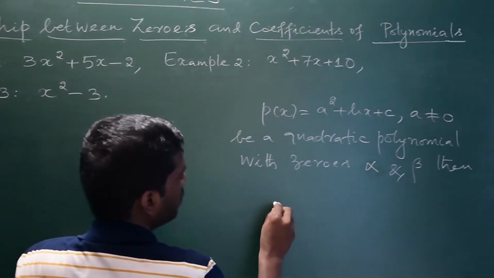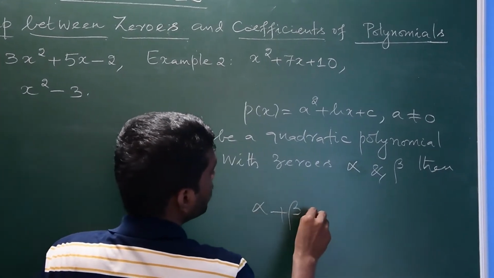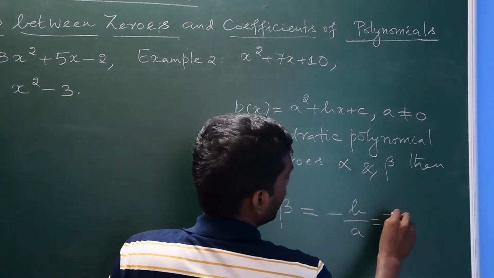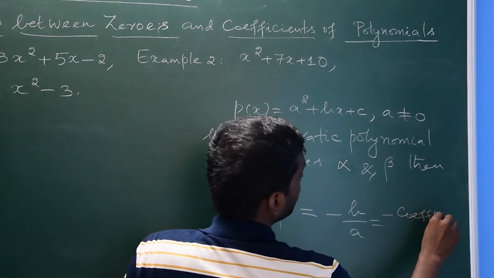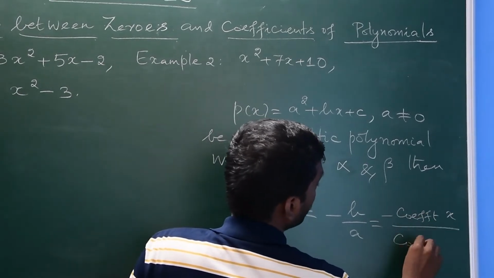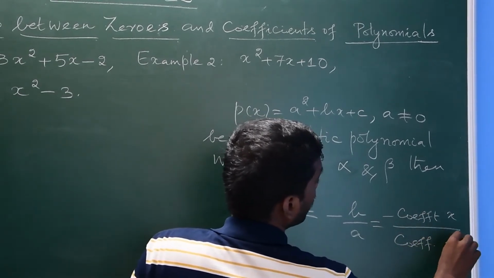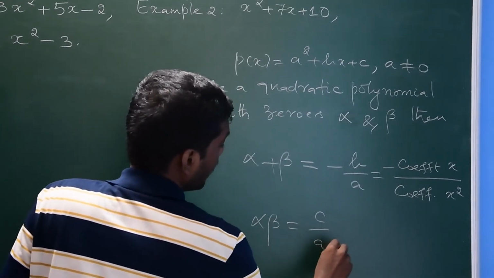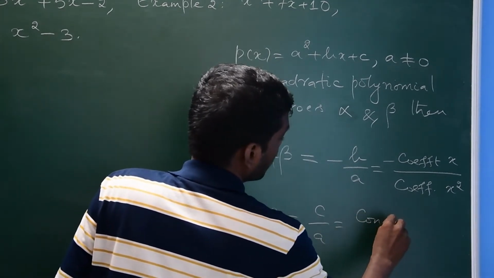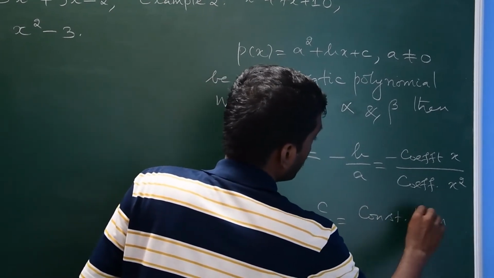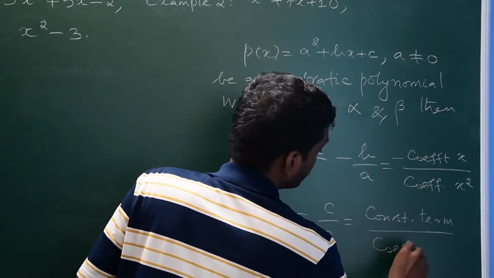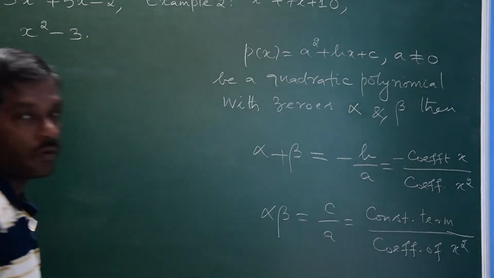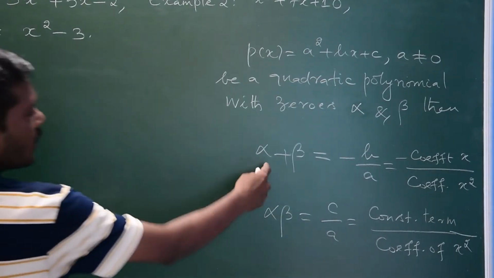We have shown in the previous video that alpha plus beta, the sum of the zeros, is minus b by a. This is minus coefficient of x by coefficient of x square. And the product of the zeros is c by a, which is the constant term by coefficient of x square. This we are going to verify.